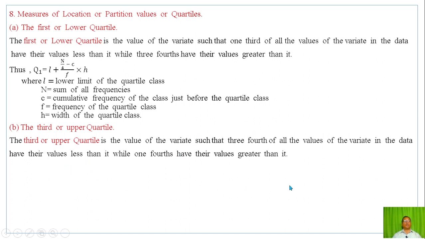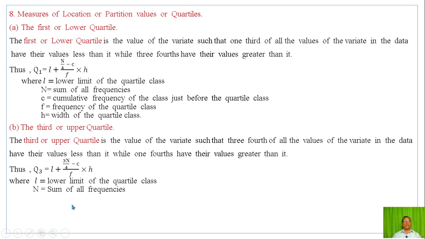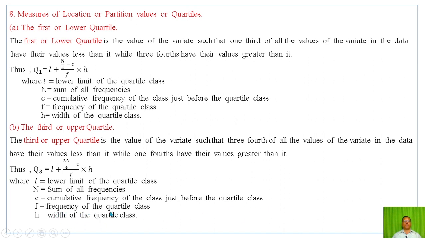Thus Q3, denoted so, is equal to L plus (3n by 4 minus C) by f into h. Symbols: L is the lower limit of the quartile class, n the sum of all frequencies, C the cumulative frequency of the class just before the quartile class, f the frequency of the quartile class, h the width of the quartile class.